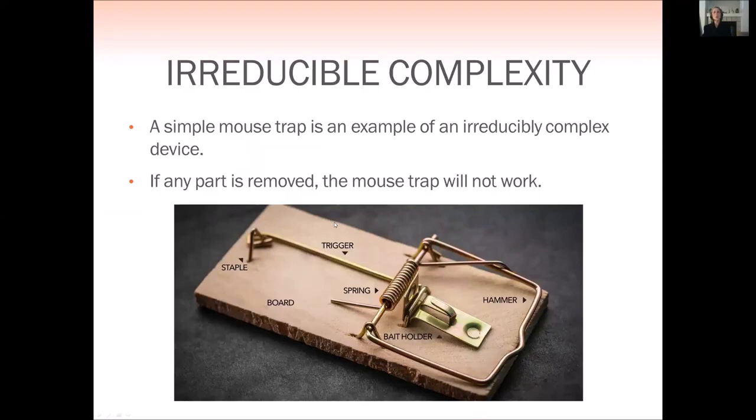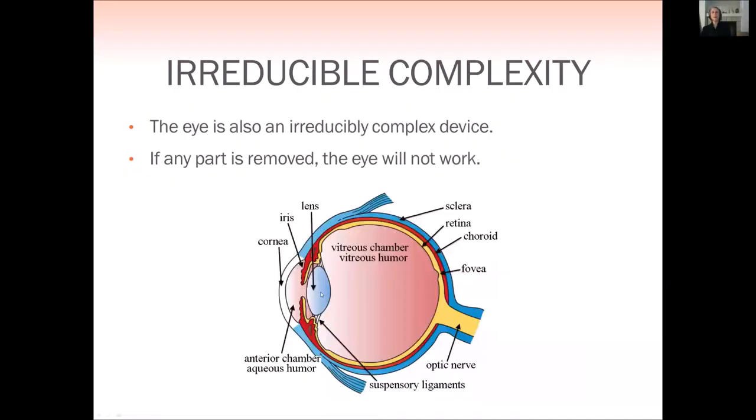Behe uses the simple mousetrap as an example of a device that's irreducibly complex. A mousetrap needs a hammer, it needs a bait holder, it needs a spring and a trigger that are attached to a board with a staple. And if you take away any one of these parts, you will never catch a mouse. Every part is necessary in order for the mousetrap to function. So this is an example of an irreducibly complex device.